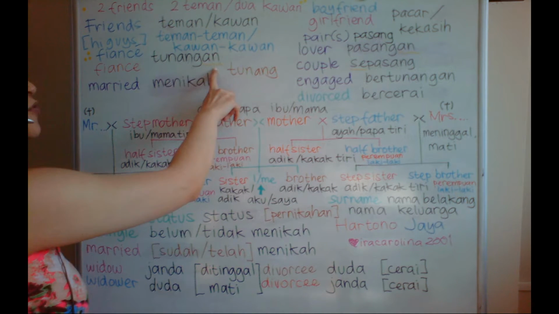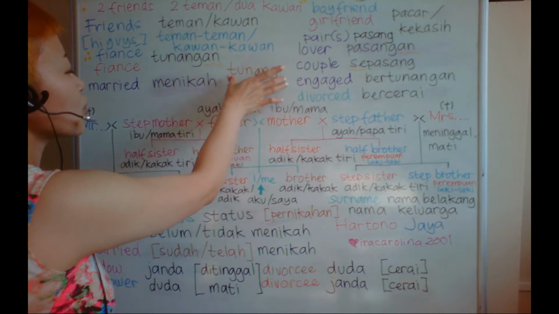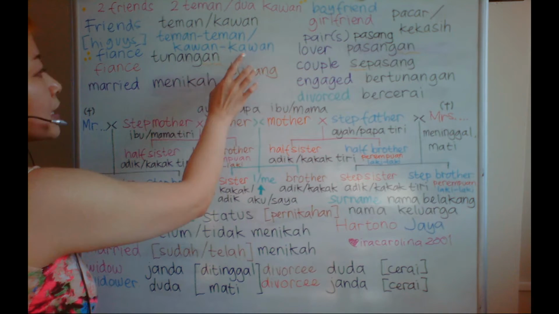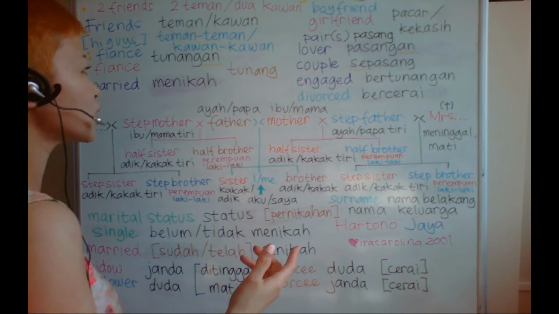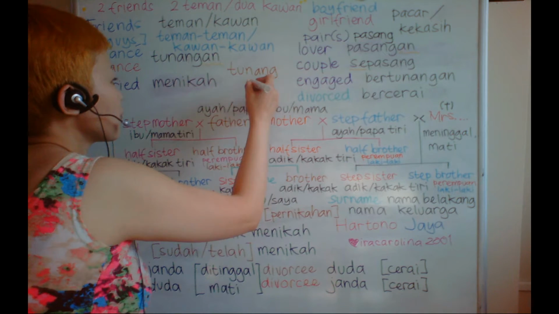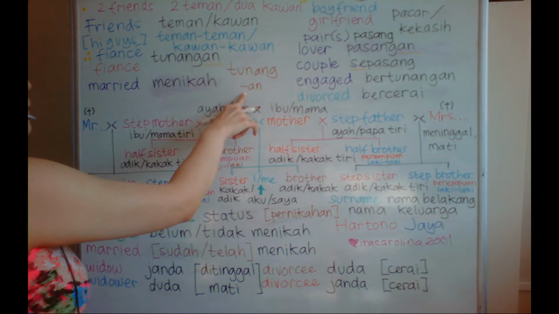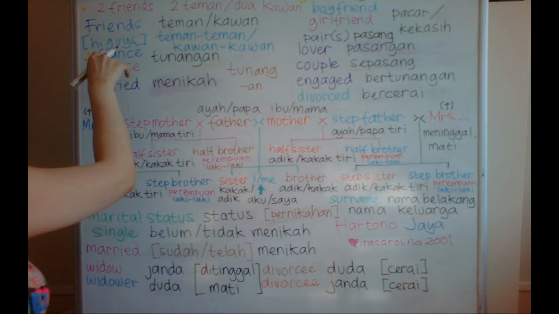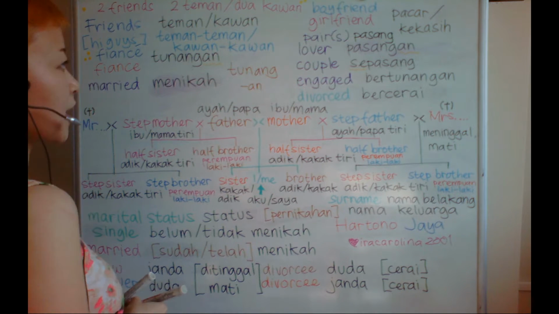So this suffix an, it makes the basic or the base word or original word become noun, become object. This is one of the functions of suffix an. It's for making this basic become object or noun, because this is noun. Fiancé is object or noun. Lover is noun or object.